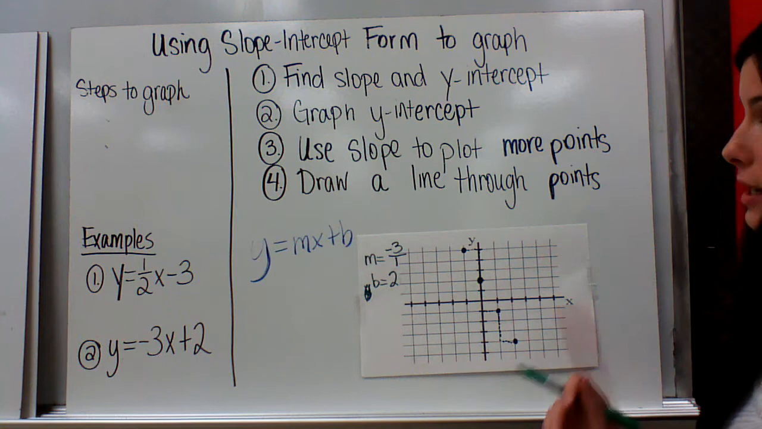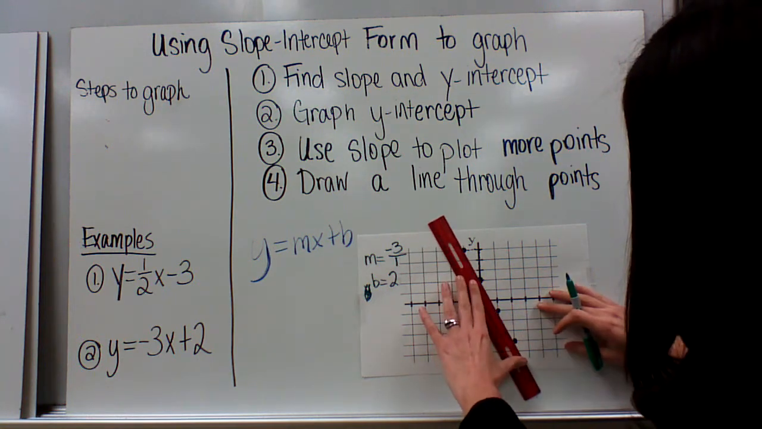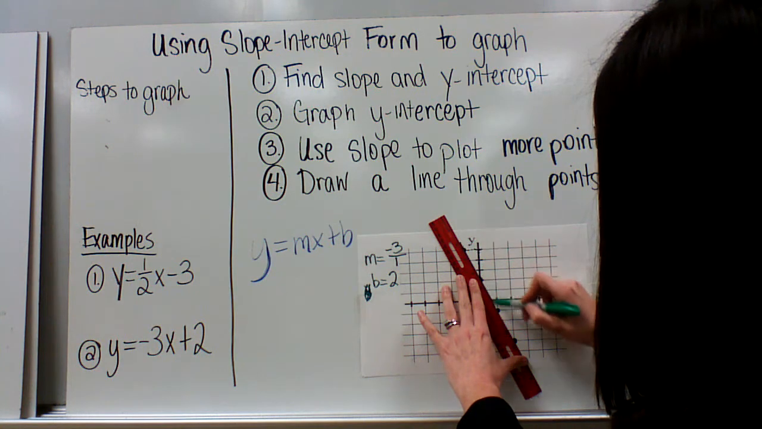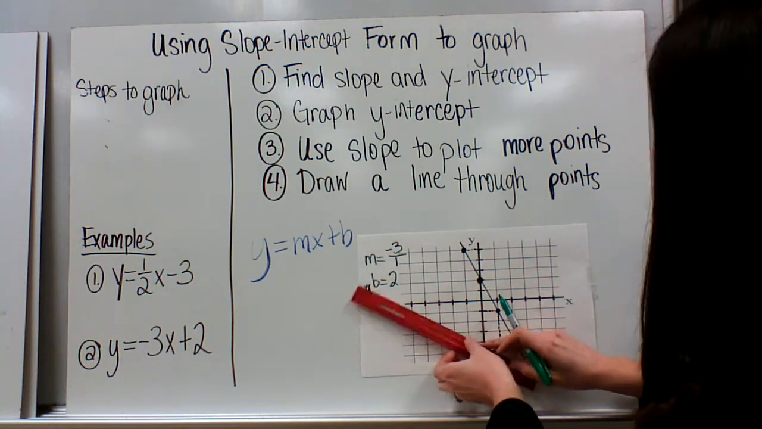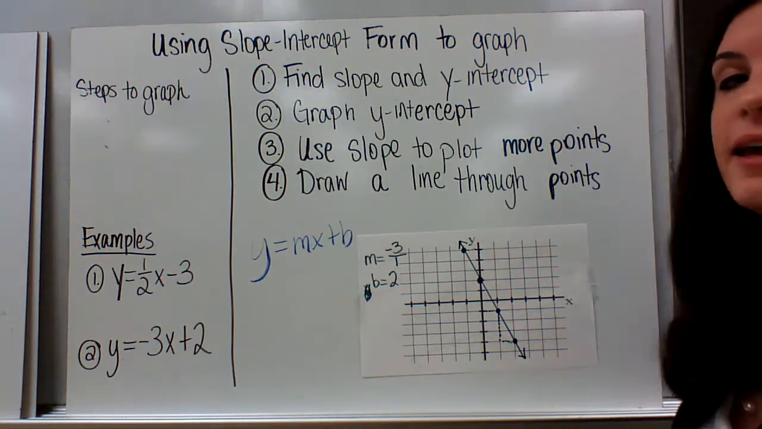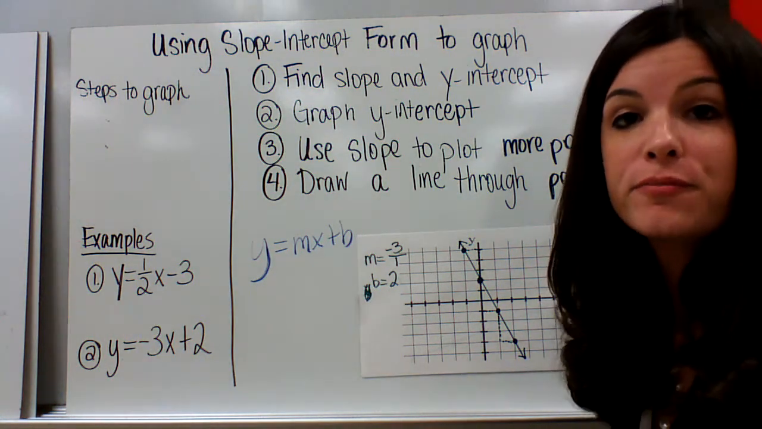Then you use your straight edge. Line it up along your points. Draw your line all the way through. And last, put your arrows. And that is how you use slope-intercept form for graphing.